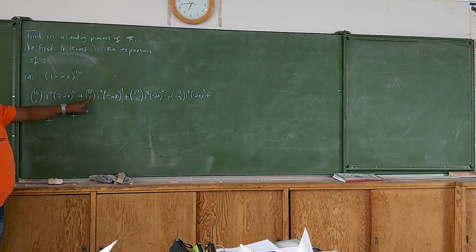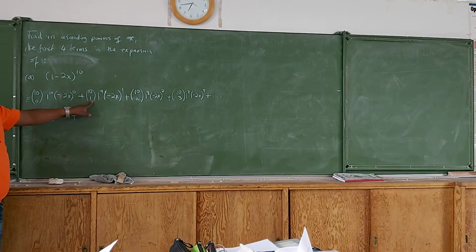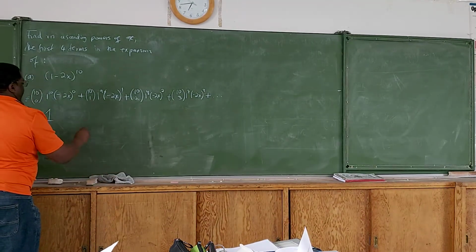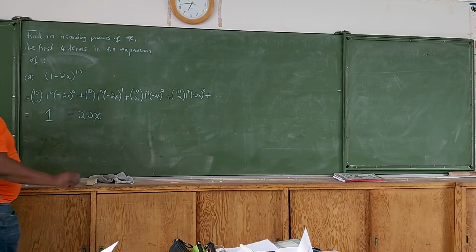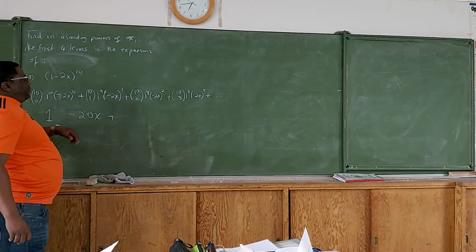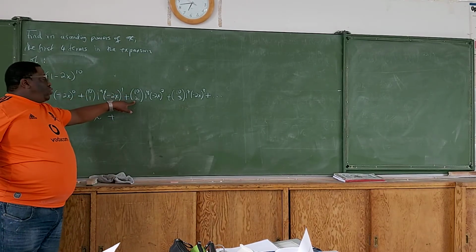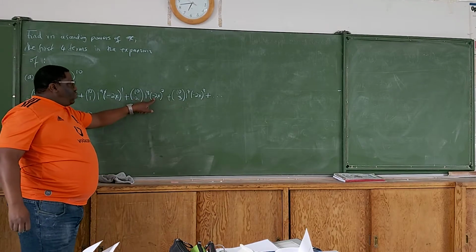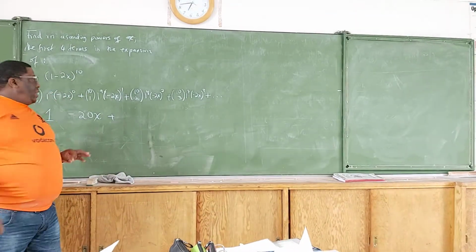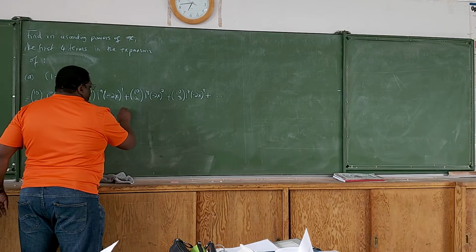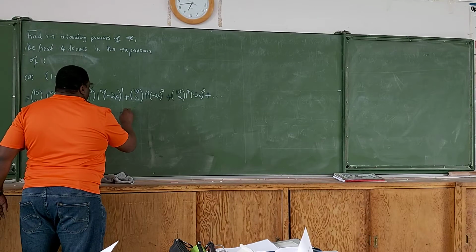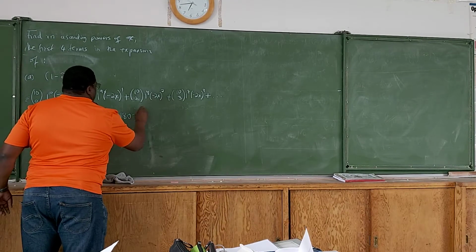Straightforward. 10c1 is equal to 10. Are you with me? Okay, so this is going to be minus 20x. Do you agree? Now I have a positive 1. What is 10c2? 45. 45 times negative 2... No, wait a minute, that one is squared. Negative 2 squared becomes positive 4. 45 times 4 is 180. 180x squared. They're increasing.